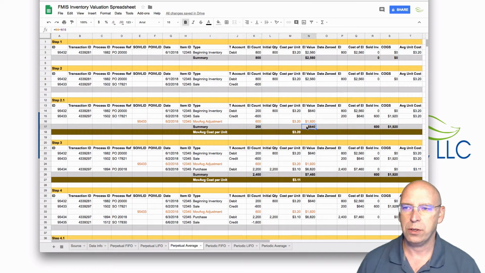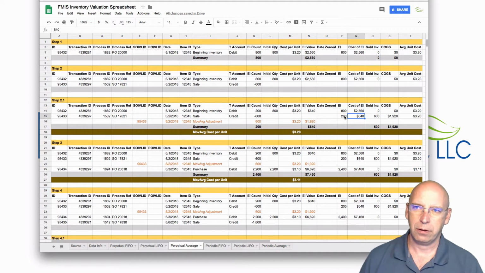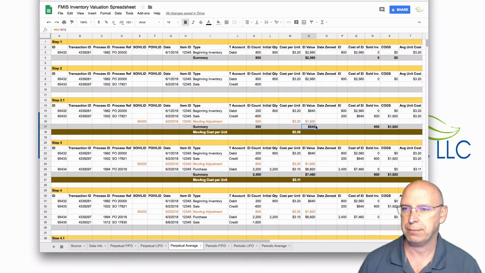This becomes the running total here, and then we keep the same numbers here that create a log. So we have a historical log we can look to, and then we can always look down here and see what the current is. Sold inventory is the same thing. We have just sold 600 at that cost of goods sold. When we take 640 and we divide it by 200, we get $3.20. Nothing has changed. Our costing hasn't changed, so we wouldn't expect the average unit cost to change.